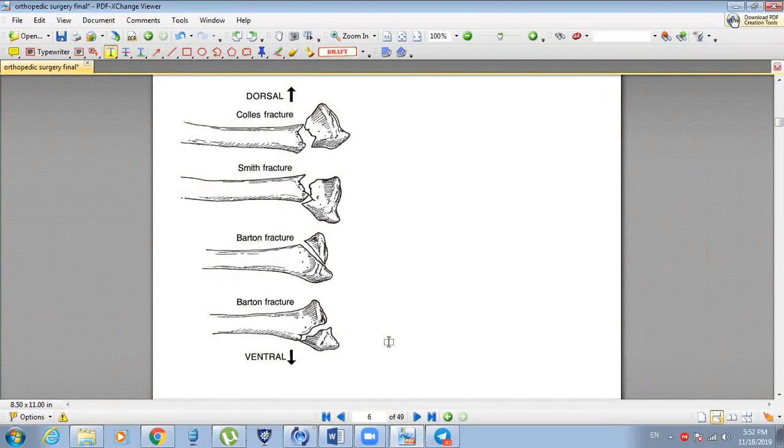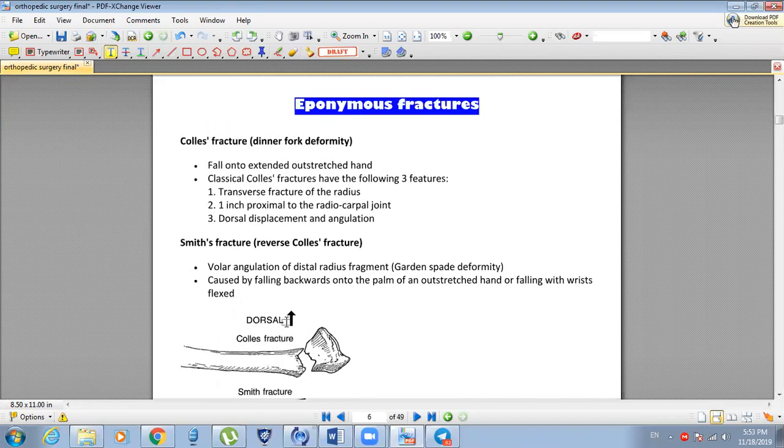We will divide them into two: these two extra-articular, these two intra-articular. The extra-articular may be displaced dorsally or ventrally. When displaced dorsally, it's called Cooley's. When displaced ventrally, it's called Smith. Now about the intra-articular: when displaced dorsally, called dorsal Barton; when displaced ventrally, called ventral Barton. So this is Cooley's fracture.